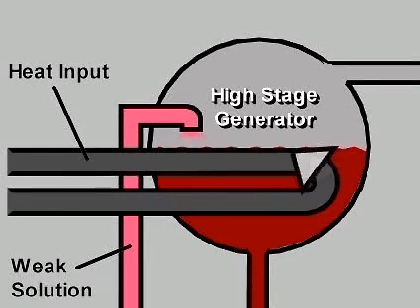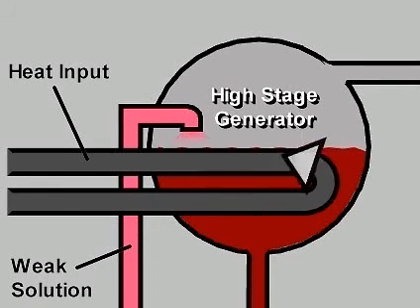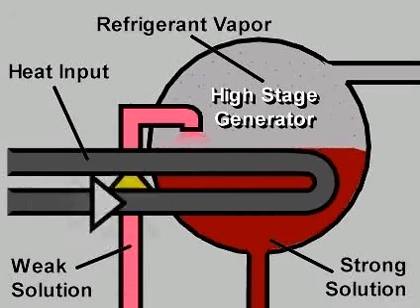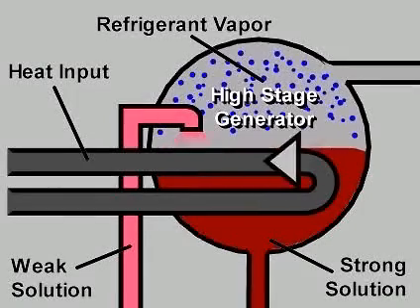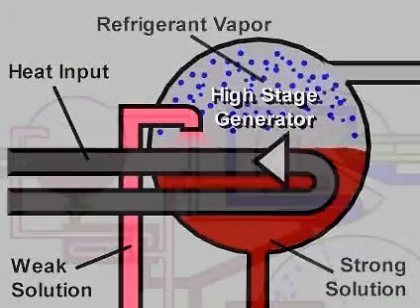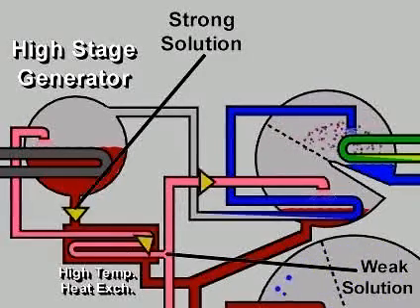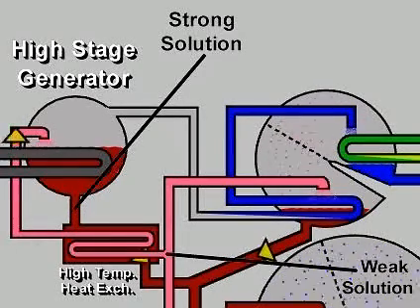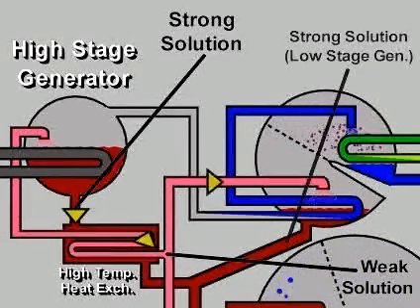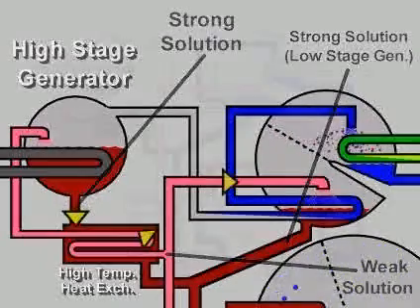Inside the high-stage generator, the weak solution is heated by a steam coil or other primary heat source. Heat from the steam boils refrigerant vapor out of the solution, making it a concentrated or strong solution. The strong solution flows back through the high-temperature heat exchanger and is cooled by weak solution going the other way. It is then joined by the strong solution leaving the low-stage generator.